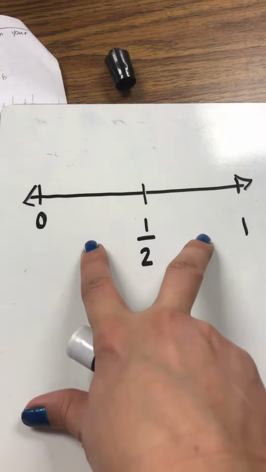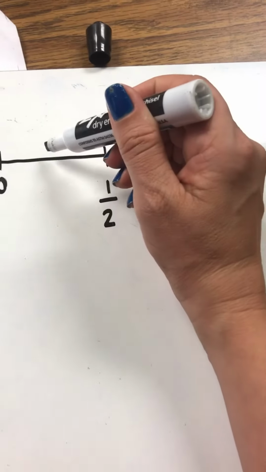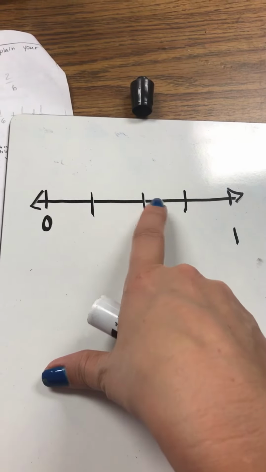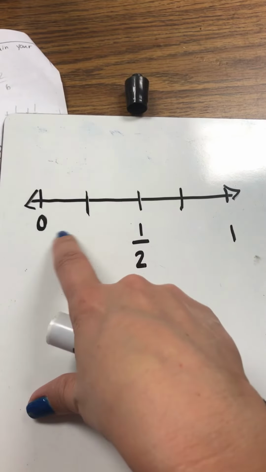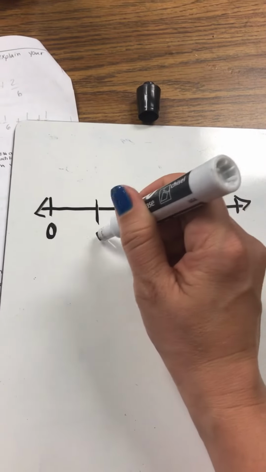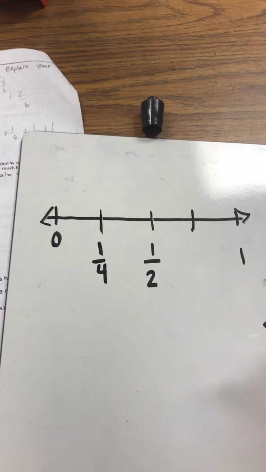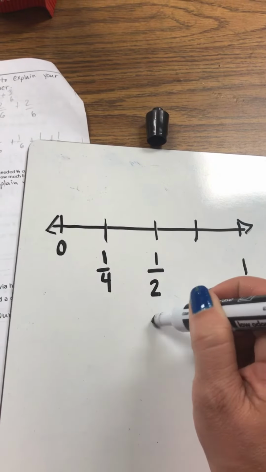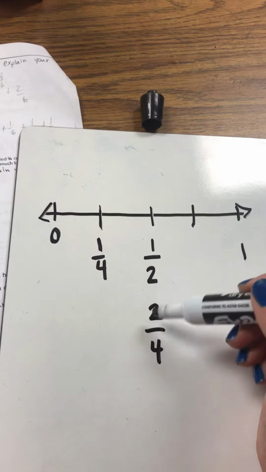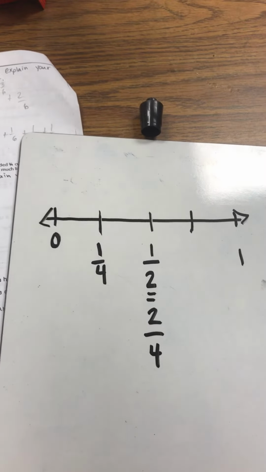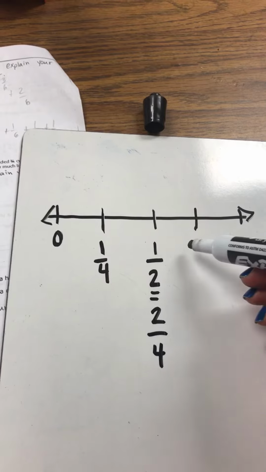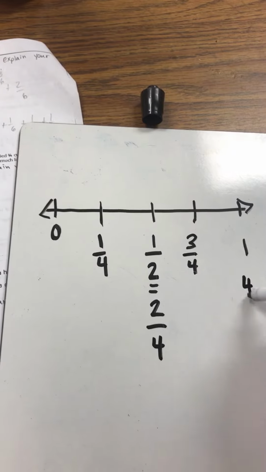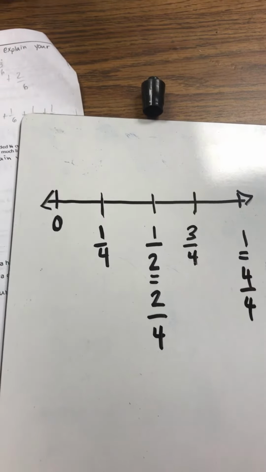A couple of other new benchmarks would be, if we were to take this number line and divide it into 4 equal parts, this would be 1 equal part, 2 equal parts, 3 equal parts, 4 equal parts. Then this first equal part would represent 1 of the 4 equal parts, or 1/4. Which means if this is 1/4, then this second equal part would represent 2/4, meaning that 1/2 and 2/4 are equivalent to each other. Then this third equal part would represent 3/4, and this fourth equal part represents 4/4, or it's equivalent to 1 entire whole.